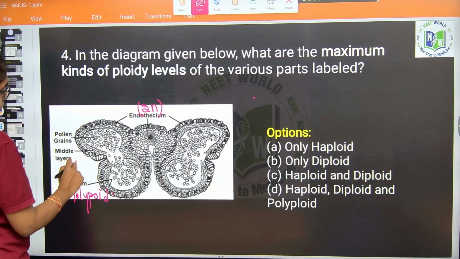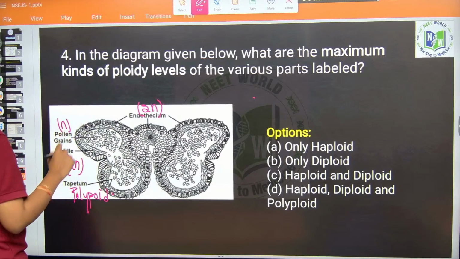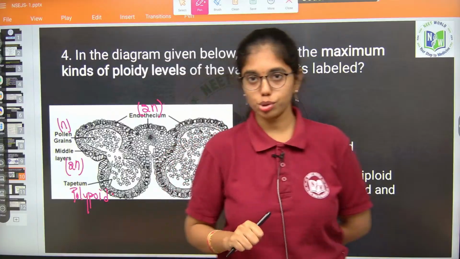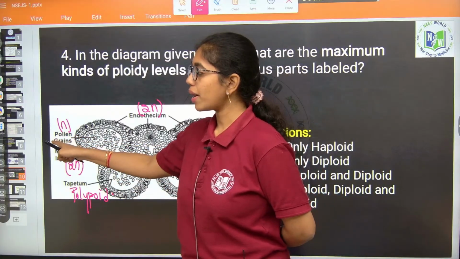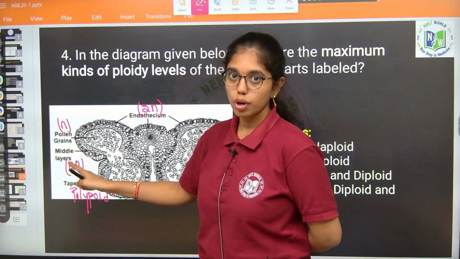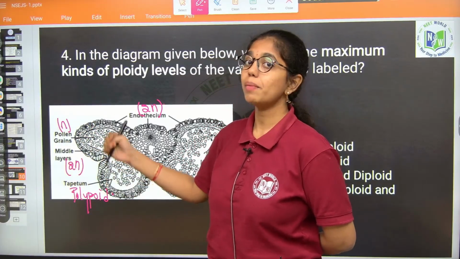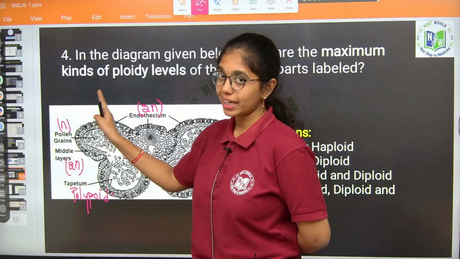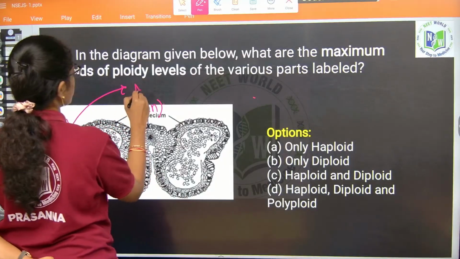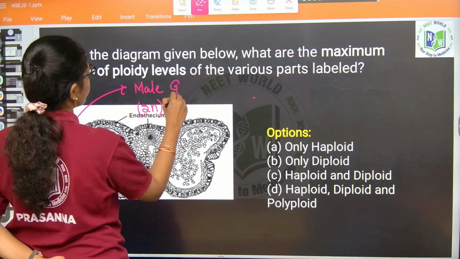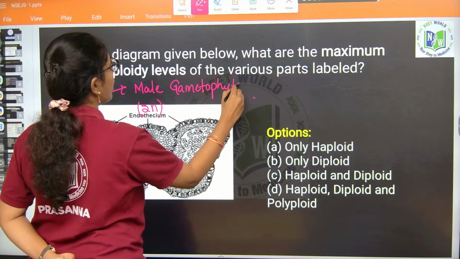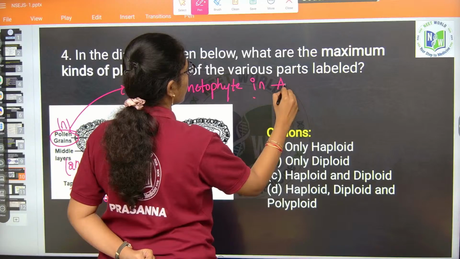Middle layers are diploid. Pollen grain is haploid. Pollen grain is said to be the male gametophyte in the angiosperm. Why pollen grains are haploid? Because pollen grains are from haploid microspores. Okay? Haploid microspores will mature and form haploid pollen grains. Okay? Pollen grains are the male gametophytic structures in the angiosperms. Male gametophyte in angiosperms. Remember.